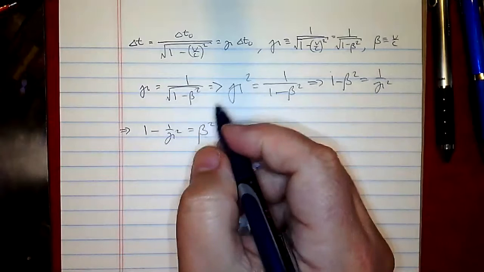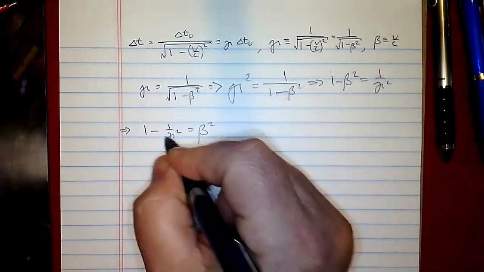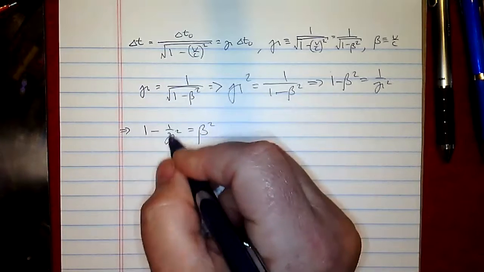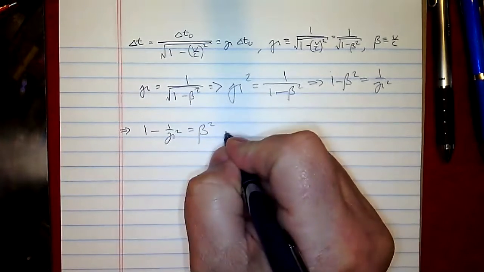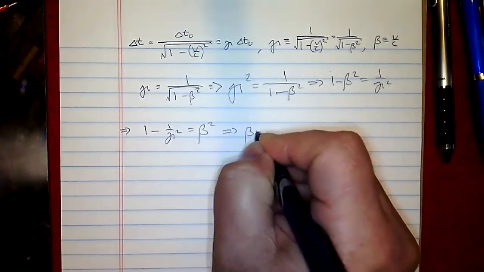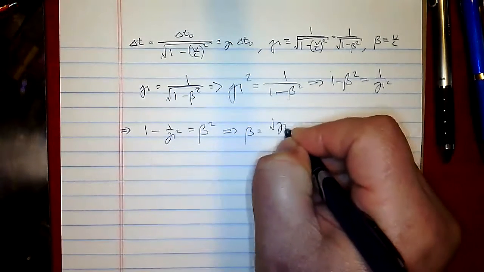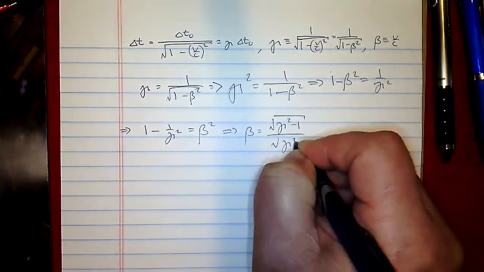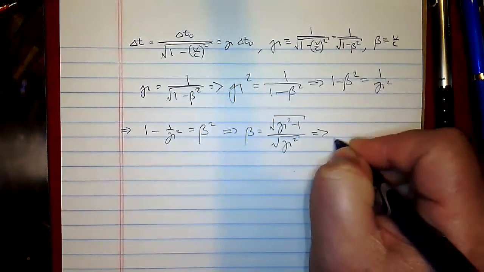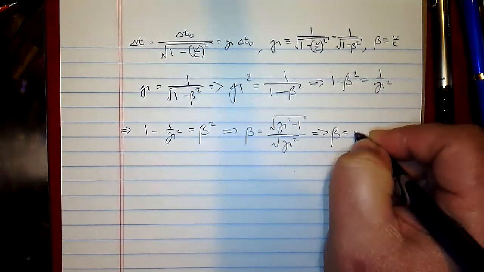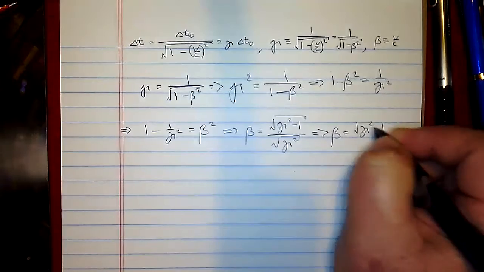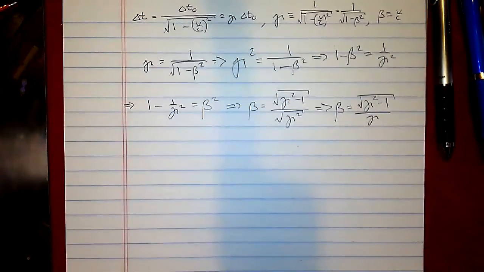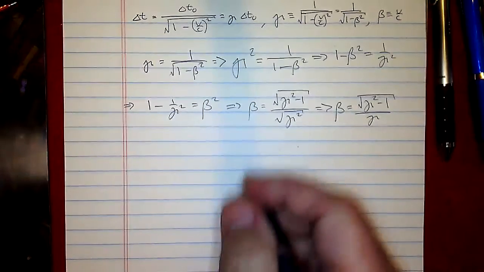If I get a common denominator between these two fractions, this becomes gamma squared over gamma squared, so gamma squared minus 1 over gamma squared. Then I take the square root, and I get beta equals the square root of gamma squared minus 1 over the square root of gamma squared, which is clearly beta equals the square root of gamma squared minus 1, over gamma. So that's the general expression that we can use over and over again.